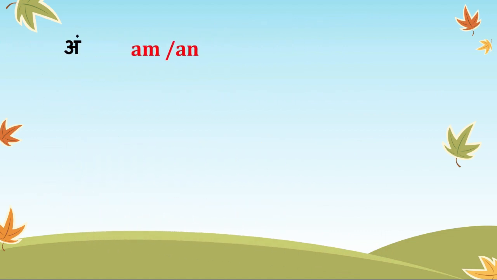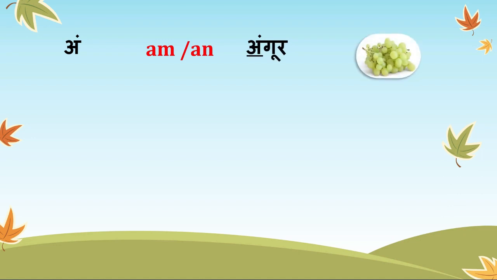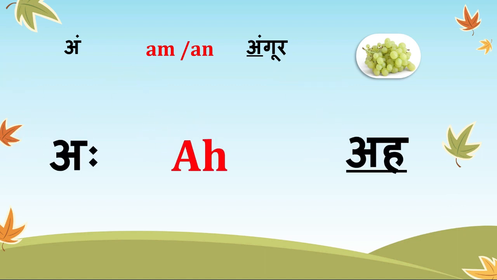The next two letters are not vowels, but these are ayogvaha. For the sake of convenience, these are put among vowels. Some people say um, some say an, but it depends on word formation. This is anuswar, in English am, an. An for angur, which means grapes. The last one, which is not truly a vowel, is visarg, aha. In English, it's ah, aha.